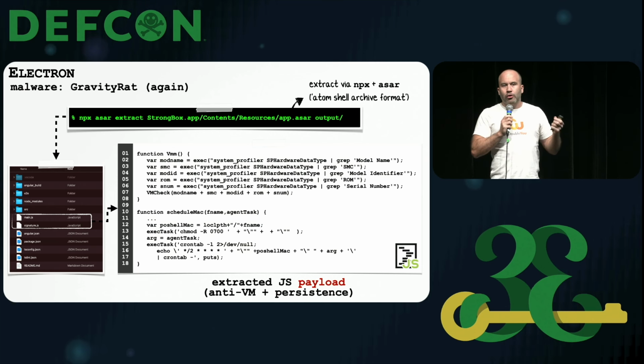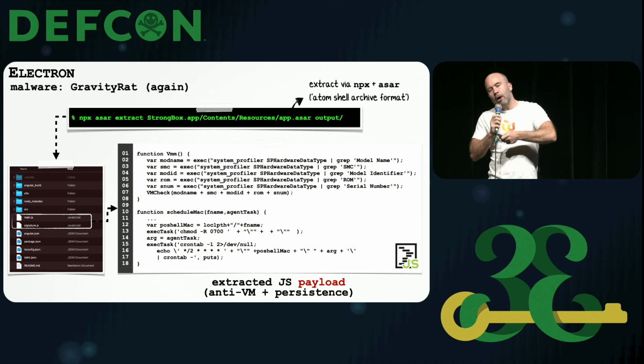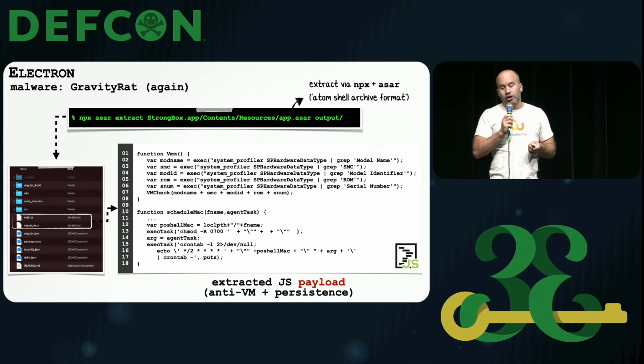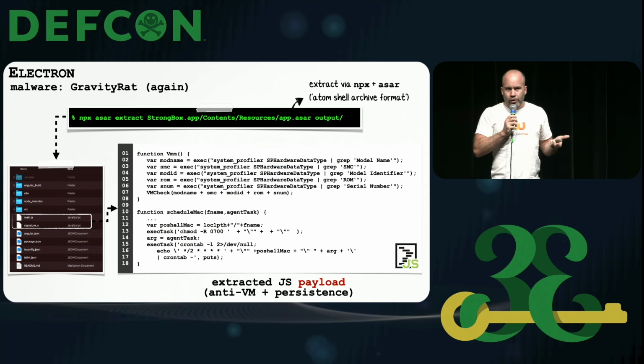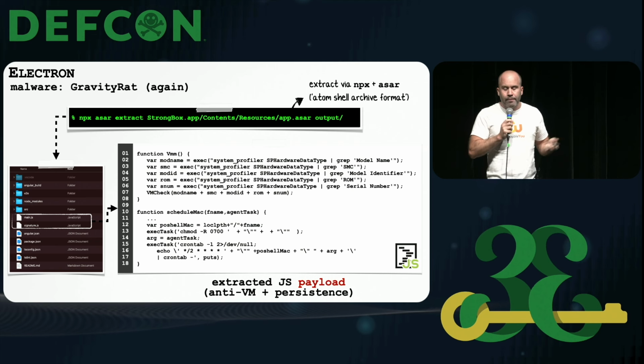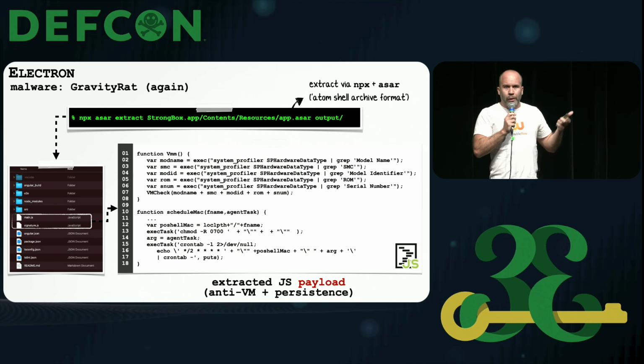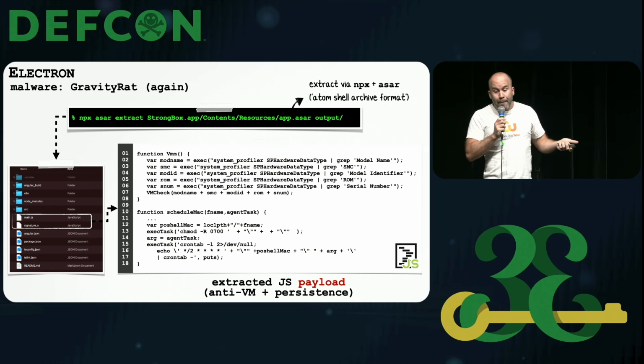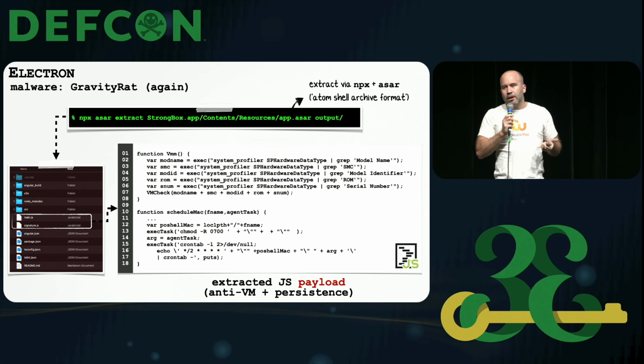In this case, we look at GravityRAT again. There was another instance that was distributed as an Electron app. Once we run it through npx, we get the original JavaScript files. JavaScript is trivial to analyze, especially compared to compiled binary code, right? And so in this case, we can see the malware doing things like checking if it's running in a VM and/or persisting as a cron job.